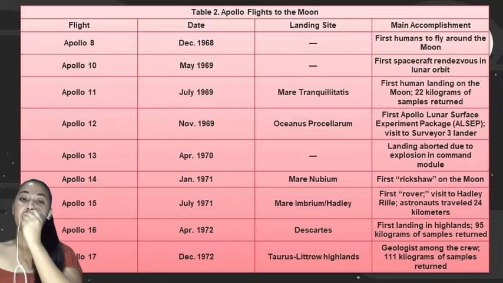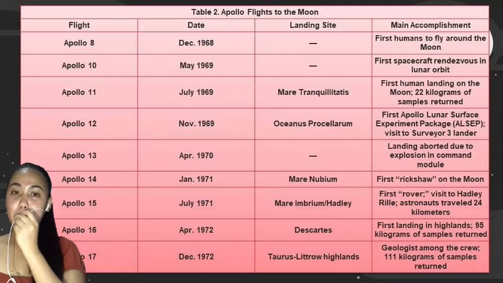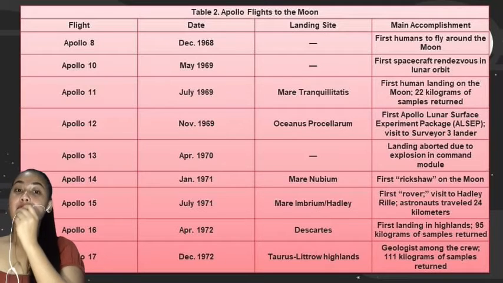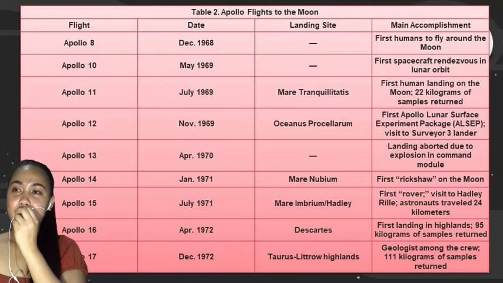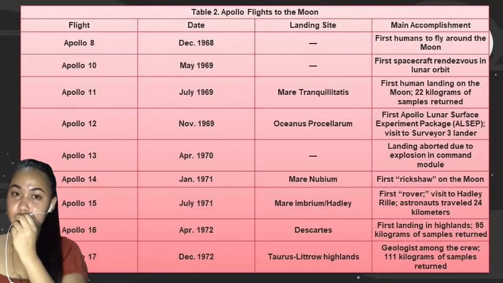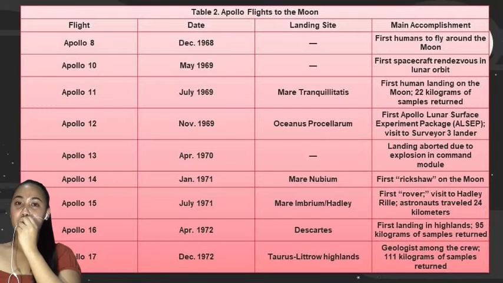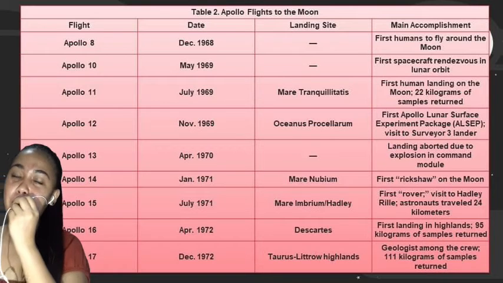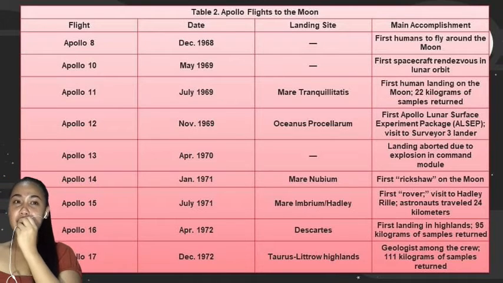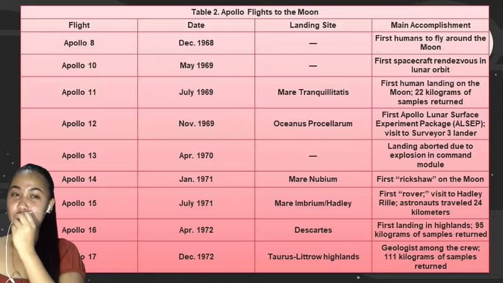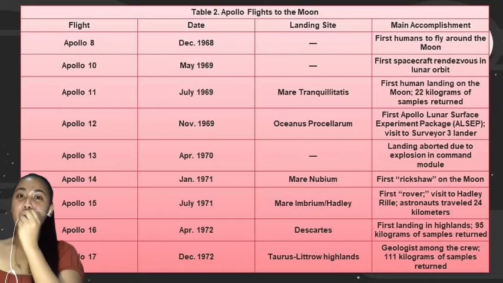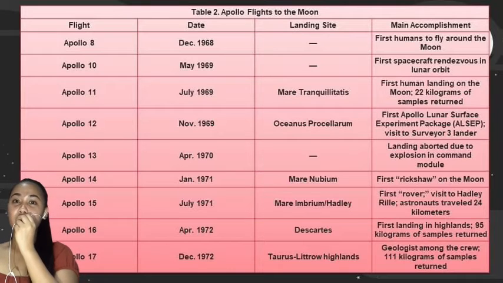Okay, now we have flight named Apollo 8 on December 1968, and hindi po siya nag-land successfully. Isa po siya sa hindi nag-land. Then meron po siyang main accomplishment, which is first humans to fly around the moon. And then we have Apollo 10 on May 1969. Isa din po siya sa hindi nag-land. Pero it is first spacecraft rendezvous in lunar orbit.